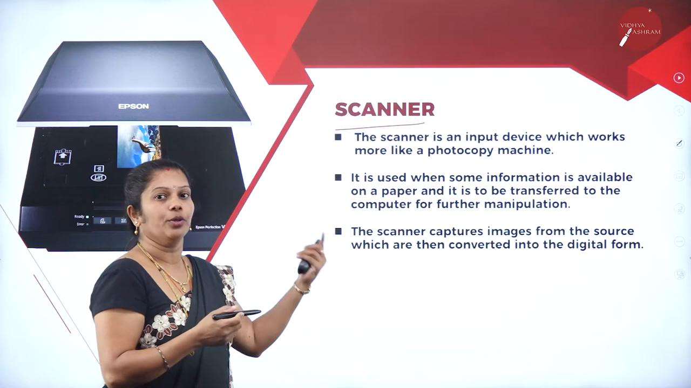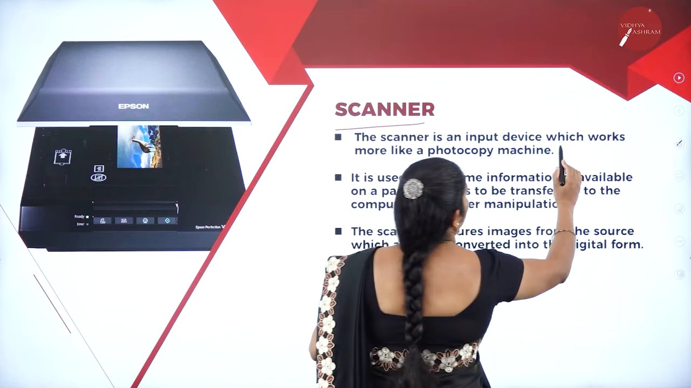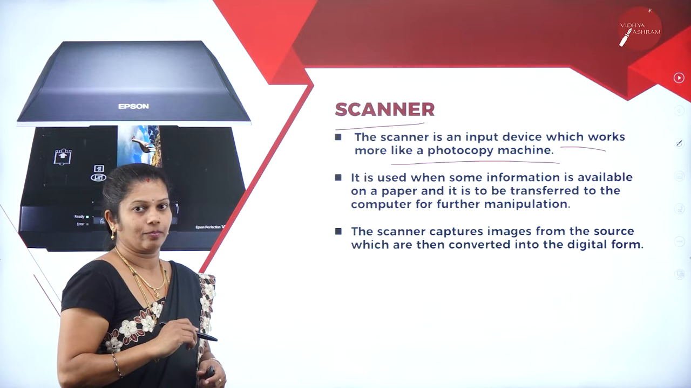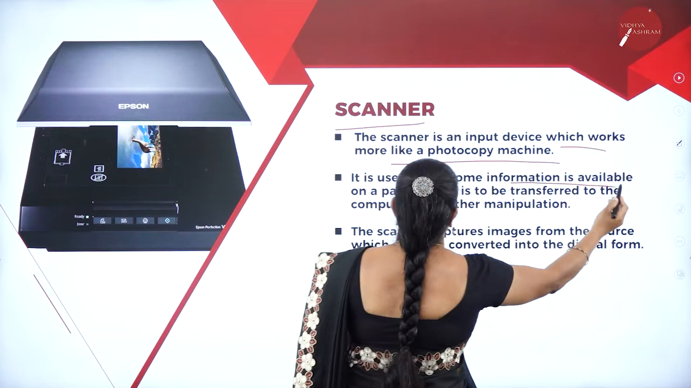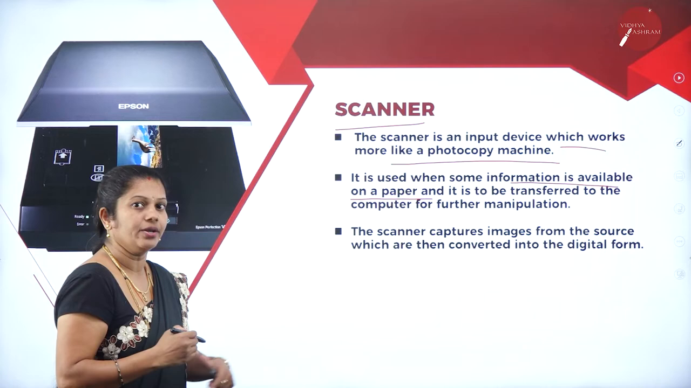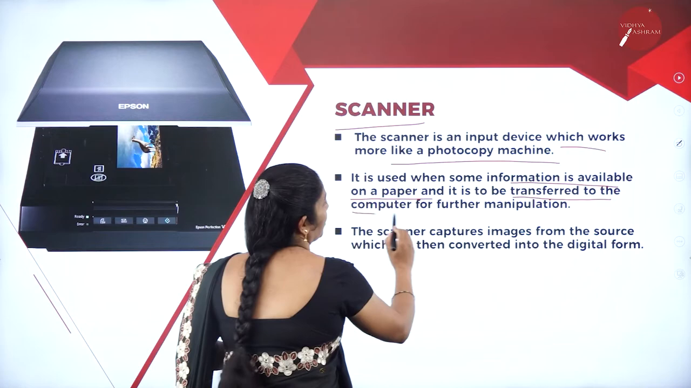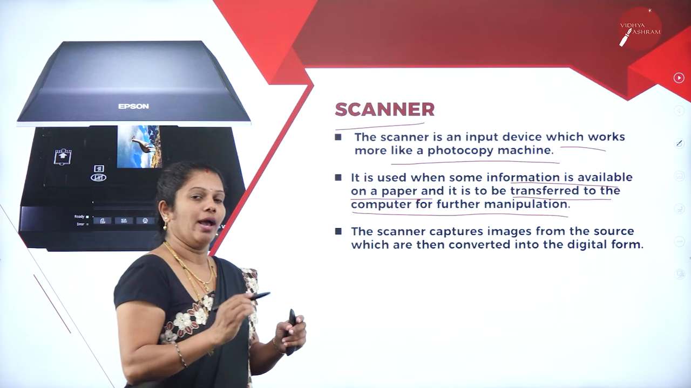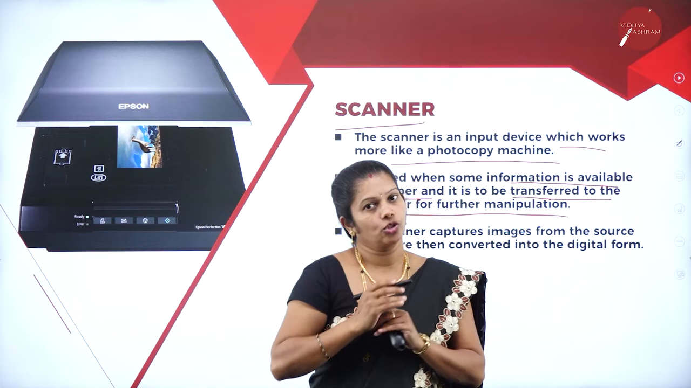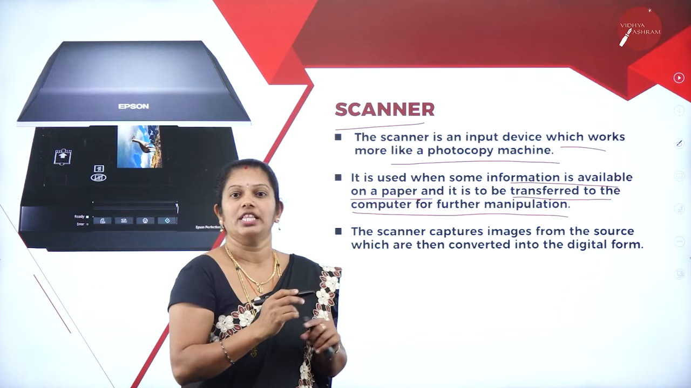A scanner is an input device which works like a photocopy machine, and it is used when information is available on paper. When we have the data on a sheet of paper, it is used to be transferred to the computer for further manipulation. For example, you have some data on a sheet of paper and you want to convert it into soft copy. Then on the soft copy, whatever changes or modifications you want, you are able to perform.